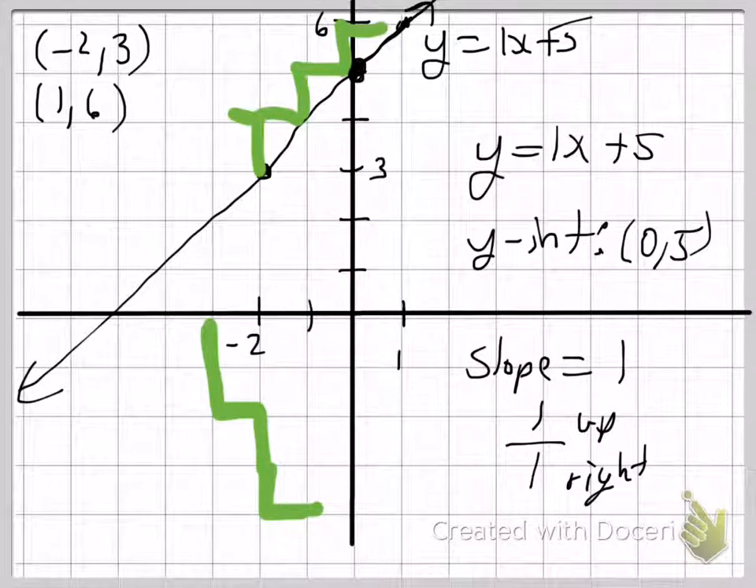Point-slope formula, y equals mx plus b, slope-intercept form. Find the slope. Write the equation of the line.